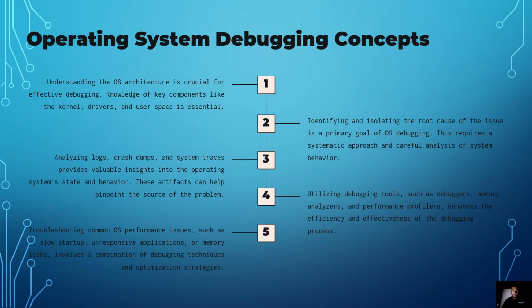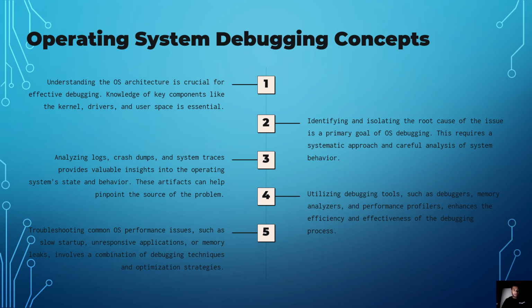Operating system debugging concepts. There are five concepts for operating system debugging. Understanding the OS architecture is crucial for effective debugging. Knowledge of key components like the kernel, drivers, and user space is essential. Identifying and isolating the root cause of the issue is a primary goal of OS debugging. This requires a systematic approach and careful analysis of system behavior.